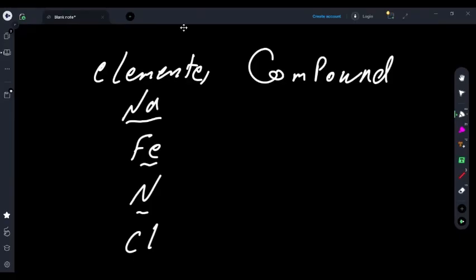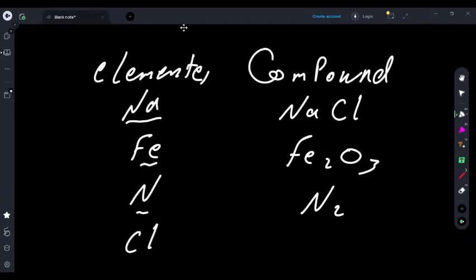Compound is more than one type of atoms. Like for example, NaCl, we call this a compound. Fe2O3, we call it a compound. N2O, we call it a compound. KCl, we call it a compound. Why? Because you have more than one type of atom. Could be two, could be three, for example, like H2SO4. We call it a compound.